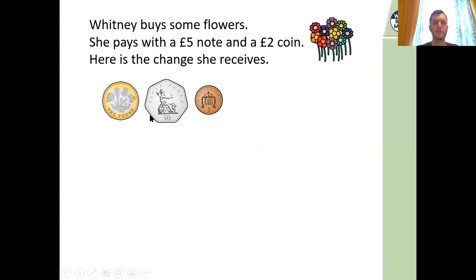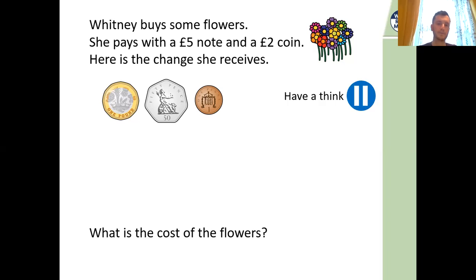So Whitney buys some flowers. She pays with a £5 note and a £2 coin, which means she's paying with £7 in total. Here is the change that she receives. Now I can see there's £1.50 and £1.51 in total change. So we need to work out the cost of the flowers. Now this question is slightly in reverse. We've got the change. We don't know the cost of the flowers, but actually we use the same strategy because we're still finding the difference. We want to find the difference between £7 and the change that she's got, which is £1.51.